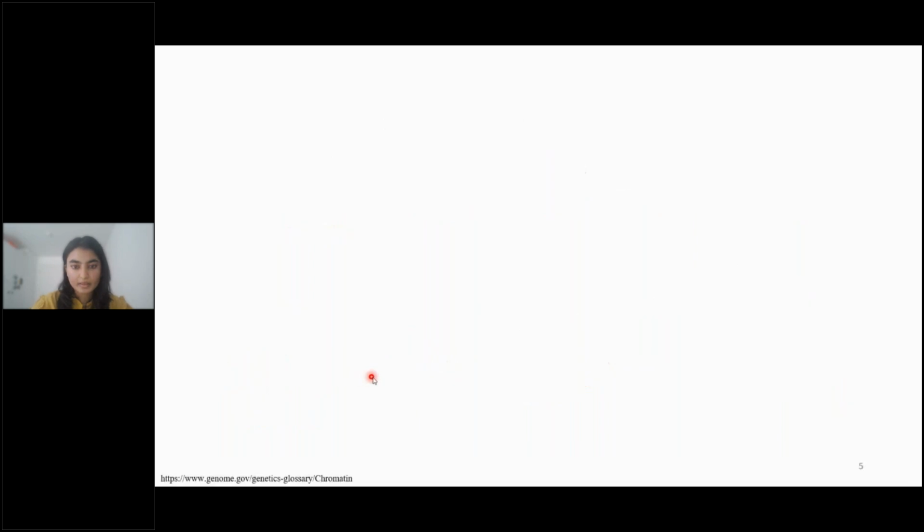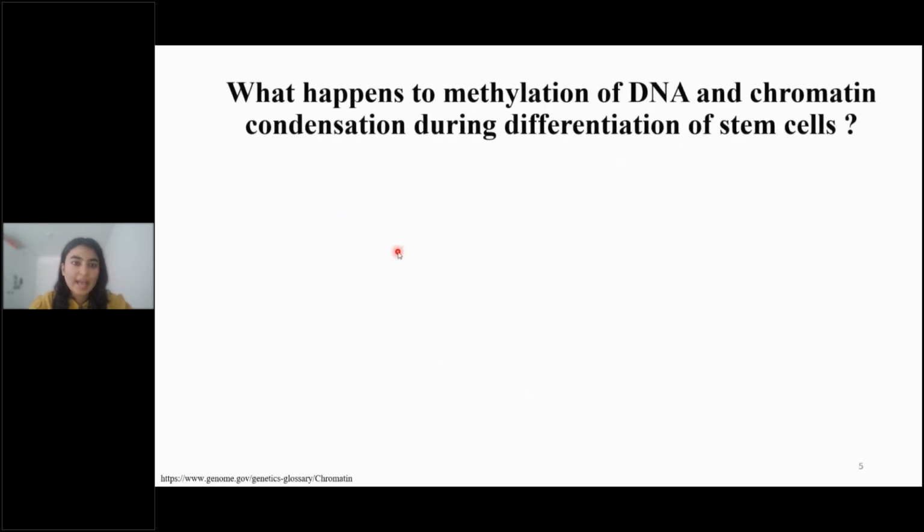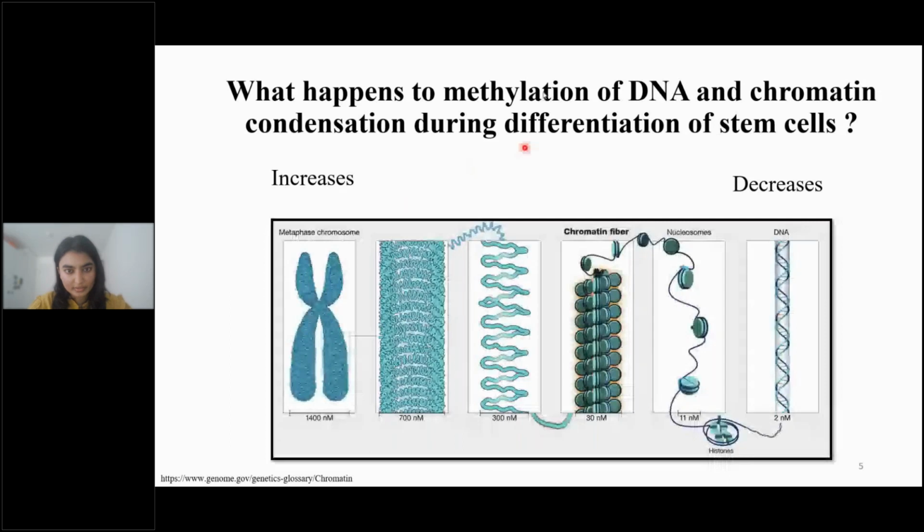Okay, now let's see. What happens to methylation of DNA and chromatin condensation during differentiation of stem cells? This is a question I wanted to ask you all. So what do you think? When a DNA is getting methylated and the chromatin is condensing, when a cell is differentiating, does the methylation increase or decrease? What do you think?